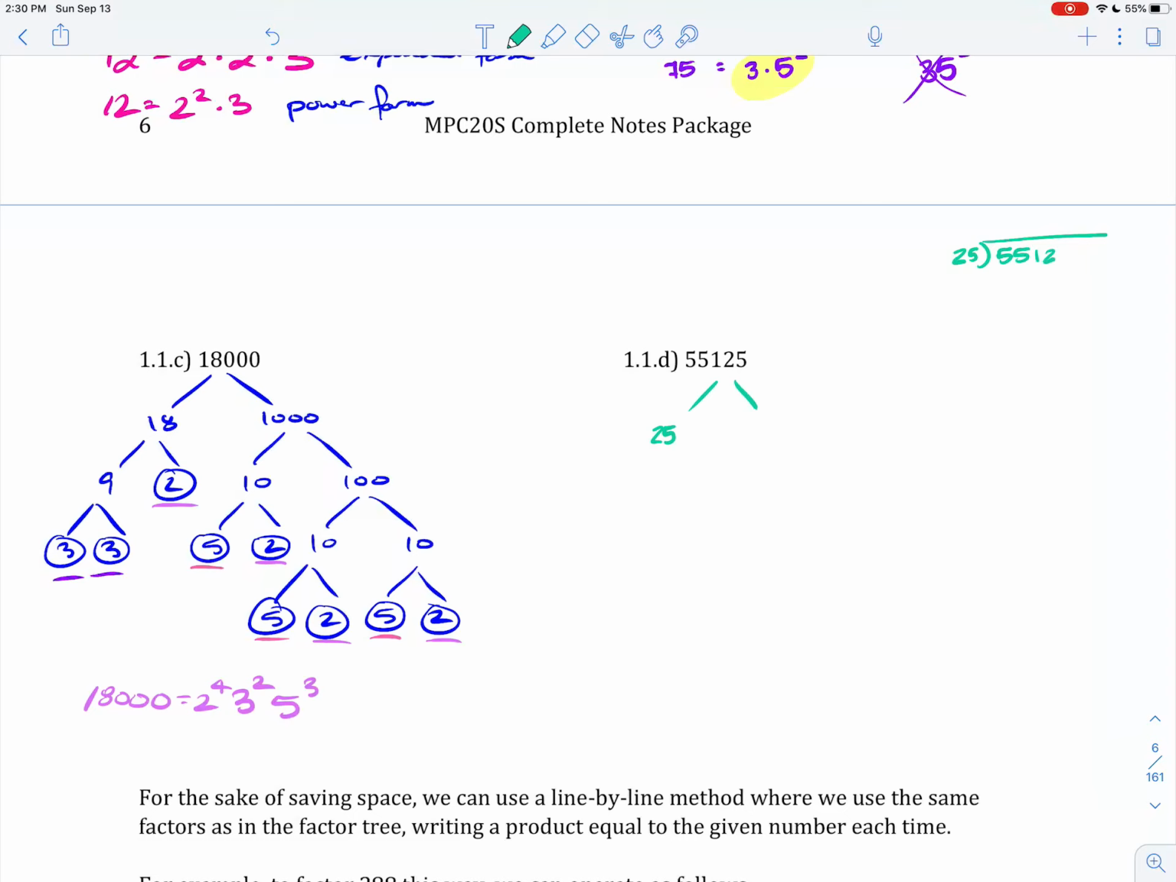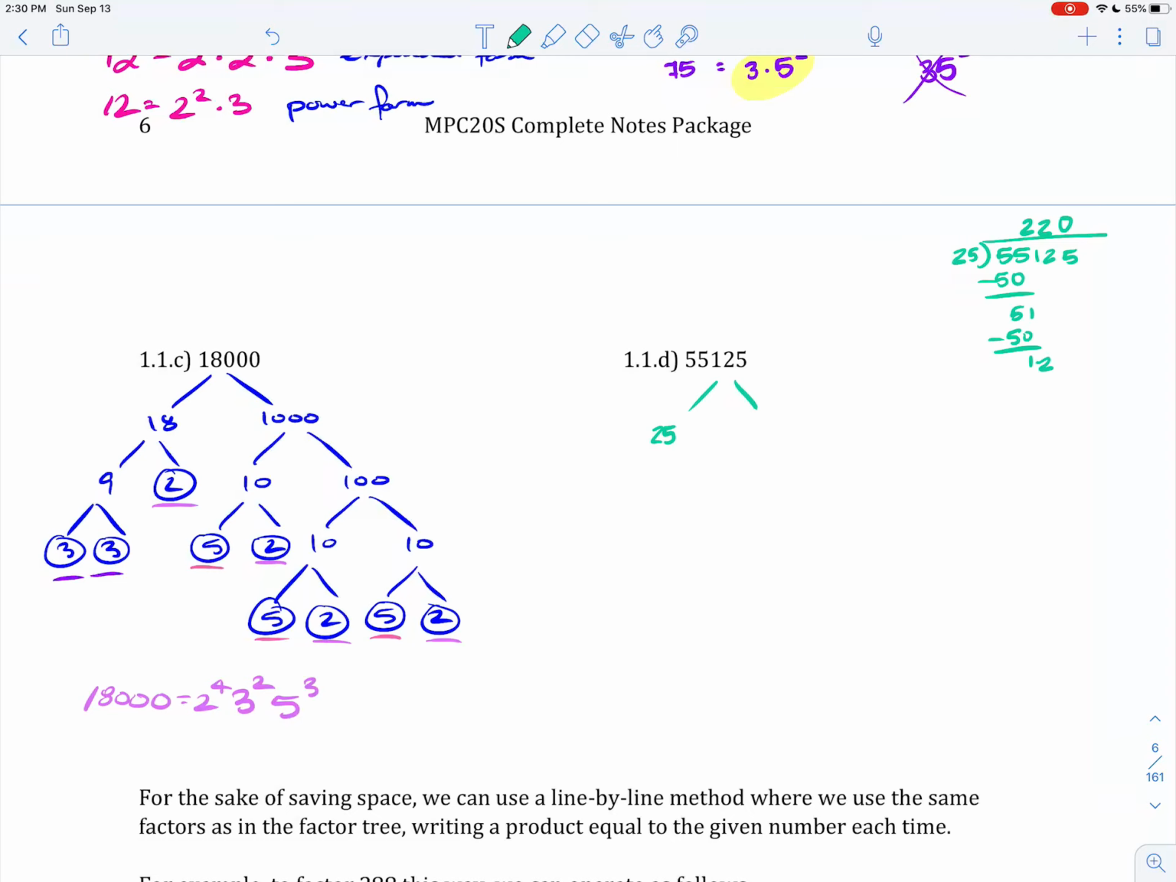Can't I just use a calculator? Well, it's good to practice your math skills, but also some of these units are going to be calculator free. What? So getting in the habit of doing the math on the side is going to be really good for us. So 25 doesn't go into 5, but 25 goes into 55 twice. And that gives us 50. 25 goes into 51 twice.